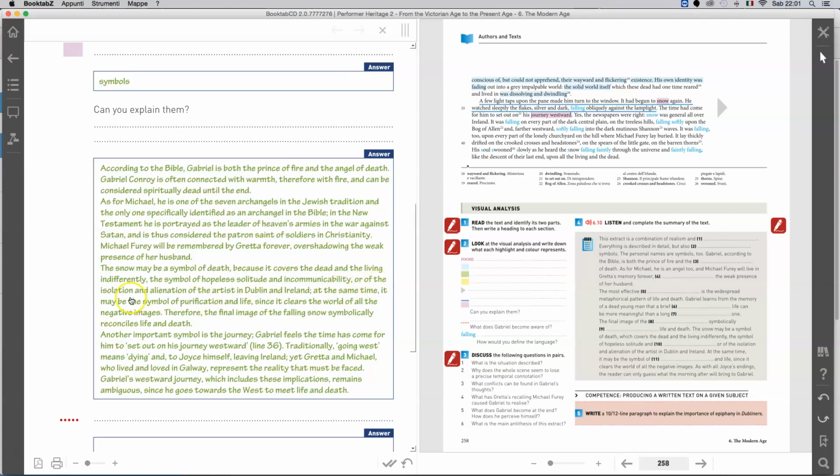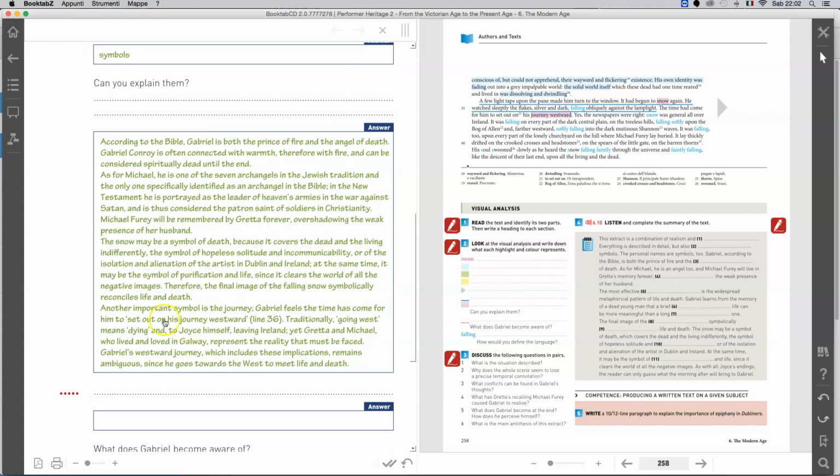It is the symbol of the isolation and alienation of the artist in Dublin and in Ireland. At the same time, it may be the symbol of purification and life, since it clears the world of all the negative images. Therefore, the final image of the falling snow symbolically reconciles life and death.